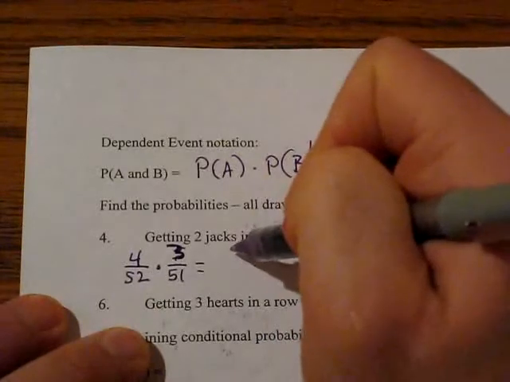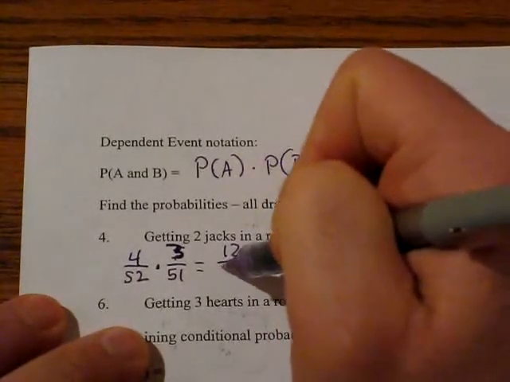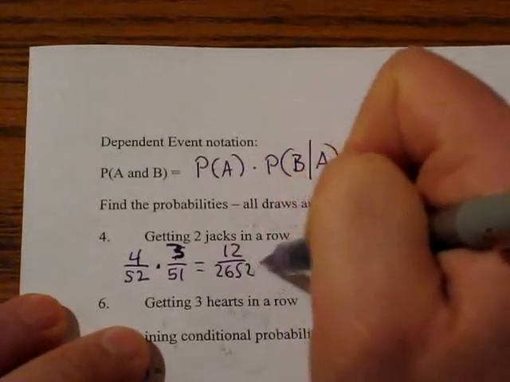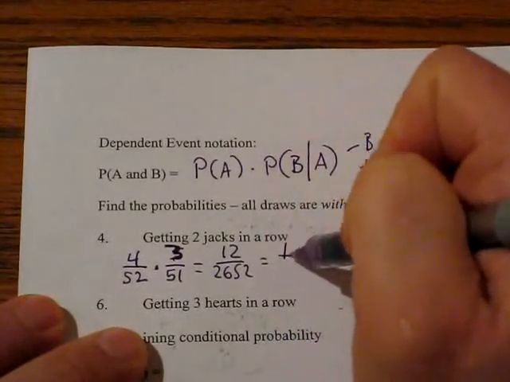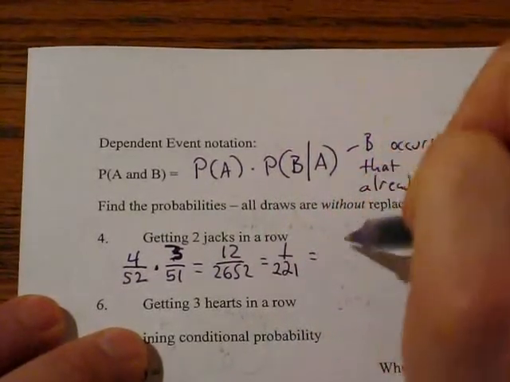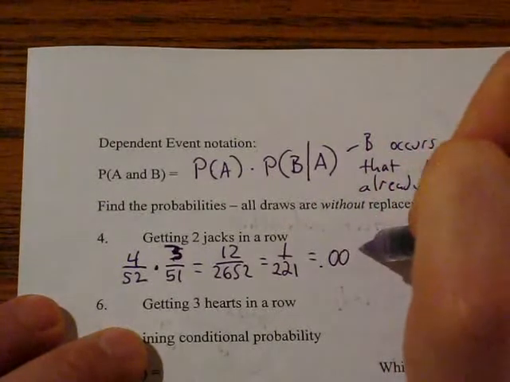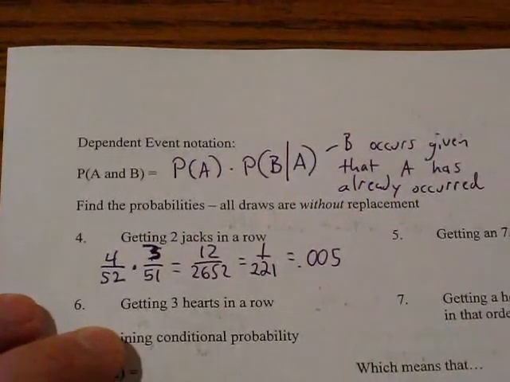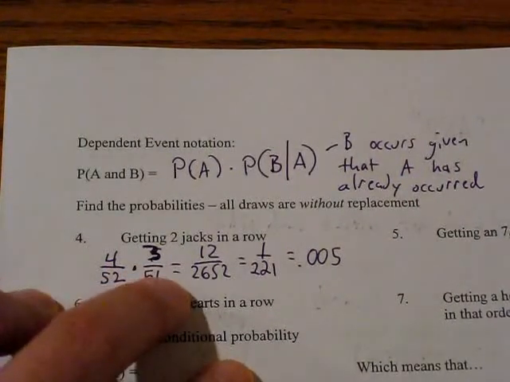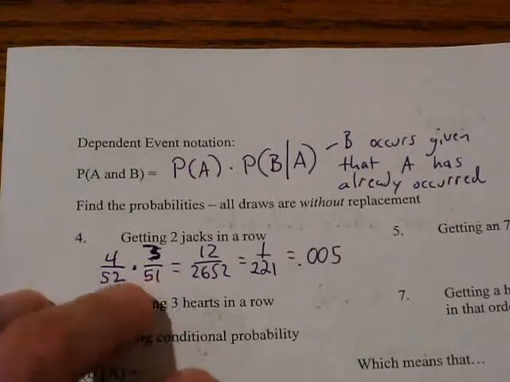Now, if you multiply fractions, this is going to be top times top, bottom times bottom. And you can simplify the fraction and get a decimal of under 1%. So it's a 0.5%, 5 out of 1,000. Not very likely to get 2 jacks in a row if you're pulling them out of a deck of 52 cards.